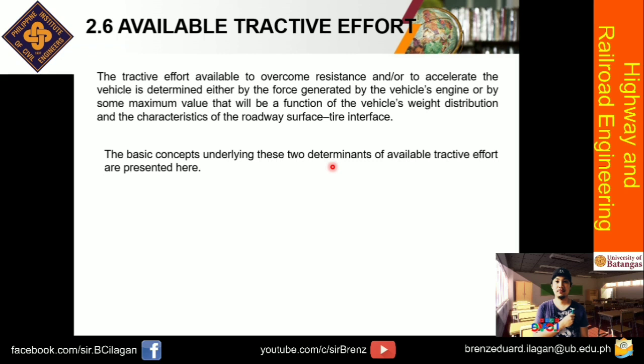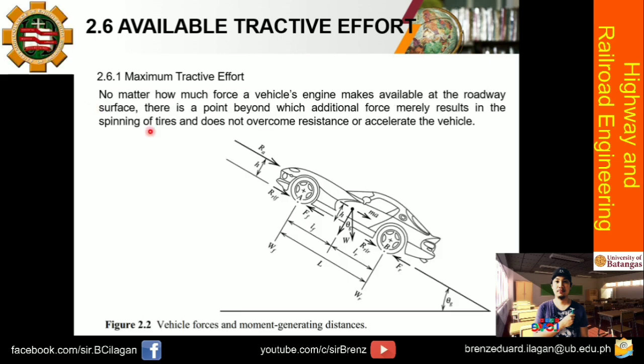Okay, so for 2.6.1, the maximum tractive effort. So given no matter how much force a vehicle engine makes available at the roadway surface, there is a point beyond which additional force merely results in the spinning of tires and does not overcome resistance or accelerate the vehicle. So what happens is you just slip. So given by this diagram, vehicle forces and moment generating distances. These are the variables that we are going to use.